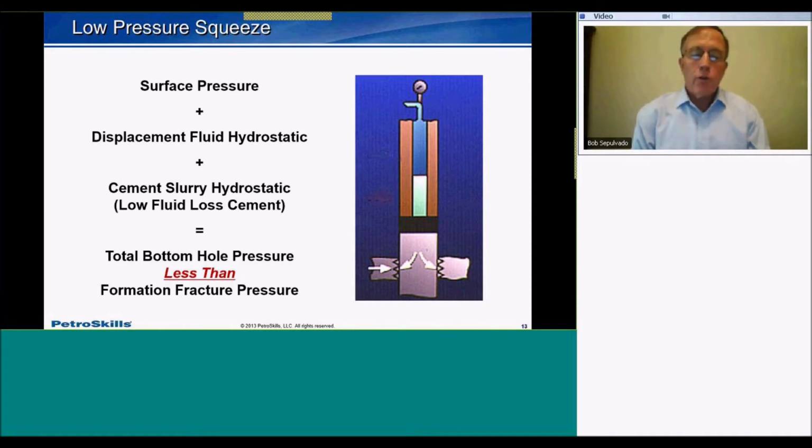Because, and we'll talk about fluid loss versus filter cake a little bit later in the presentation, low fluid loss cement is critical to getting a low pressure squeeze. Now, what do I mean by low fluid loss cement? I'm talking about something with an API fluid loss under 100 cc's in 30 minutes. There may be cases where you need to have it below 50 cc's, but definitely under 100 cc's in 30 minutes. And again, we'll talk more specifically about why that's important later in the presentation.